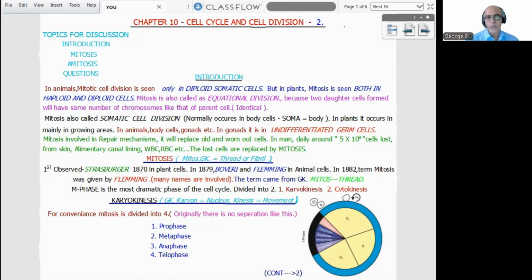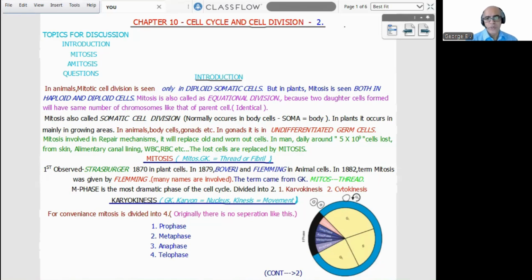Now we can proceed to mitosis. See the root word mitos, it is Greek, meaning thread or fibril. Mitosis was first observed by Strasburger in 1870 in plant cells, and in 1879 by Bovari and Fleming in animal cells. In 1882, the term mitosis was given by Fleming. The term mitosis came from the Greek mitos, meaning thread. So many scientists are there, and some famous ones are just mentioned.